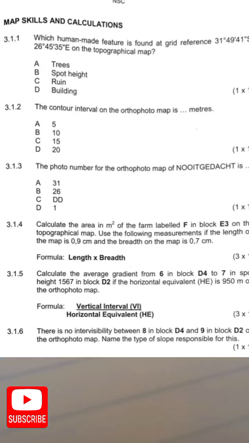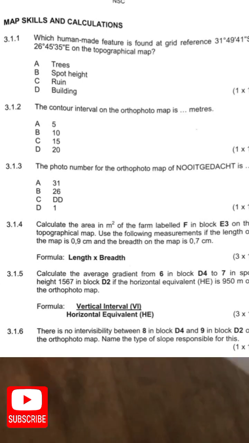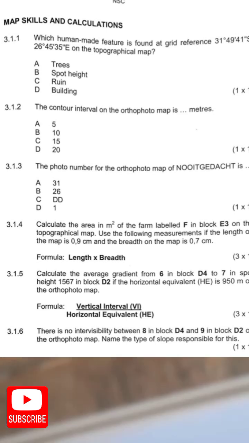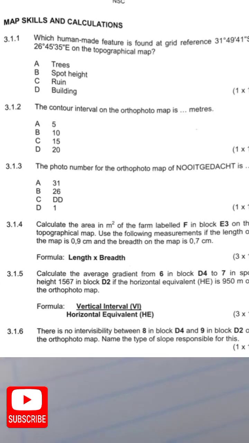Okay, let's head on to the next question. So the next question is 3.1.6. What do they have? Here they say there is no intervisibility between 8 in block D4 and 9 in block D2 on the orthophoto map. Name the type of slope responsible for this.